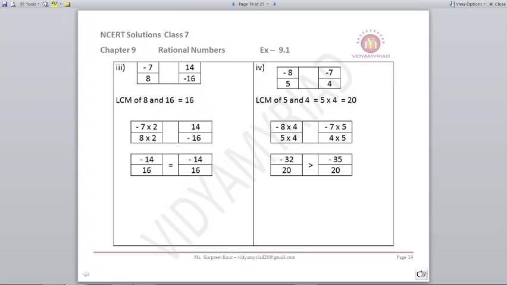Minus 7 upon 8 and 14 upon minus 16. So LCM will be 16. Numbers are minus 14 upon 16 and minus 14 upon 16. Both are same.